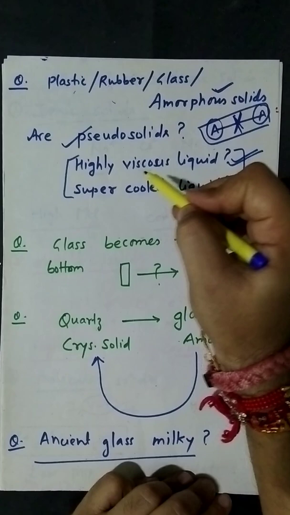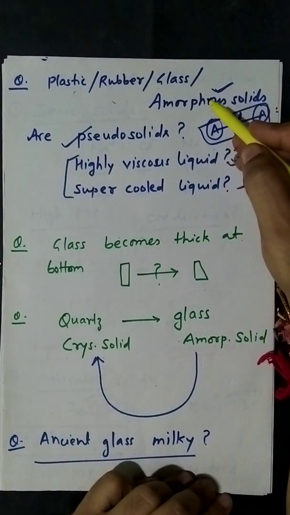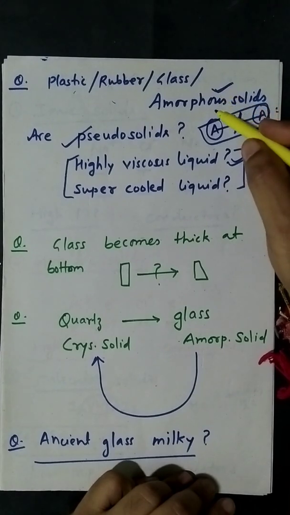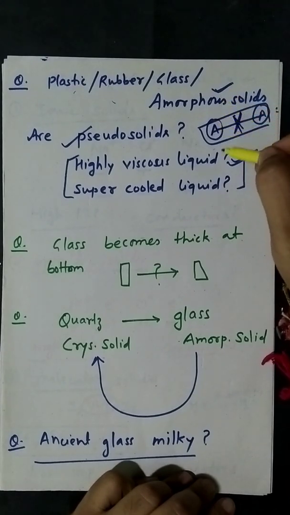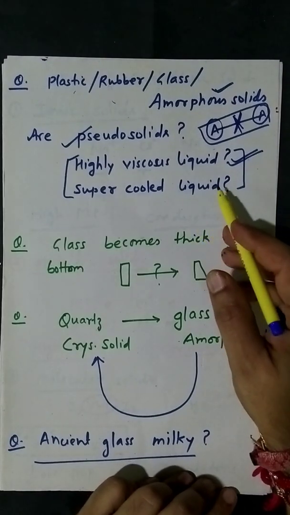And for the answer of these two parts, highly viscous liquid and supercooled liquid, you have to write they are amorphous solid, particles are in motion and these particles move at extremely slow speed. That's why they are called highly viscous liquid or supercooled liquid.